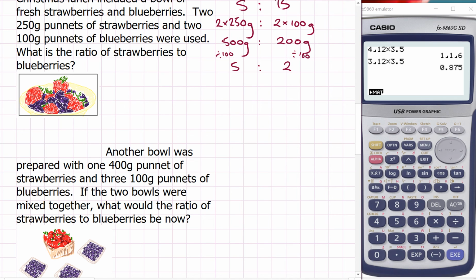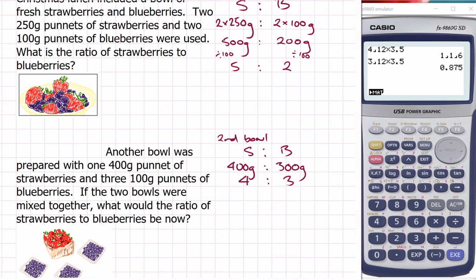Okay, so another bowl. So in the second bowl, strawberries to blueberries, we have 400 grams of strawberries and 3 times 100-gram punnets. So that gives us 300 grams of blueberries. So you can see here, dividing both by 100, we get a 4 to 3 ratio of strawberries to blueberries.